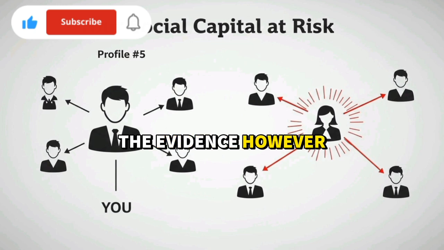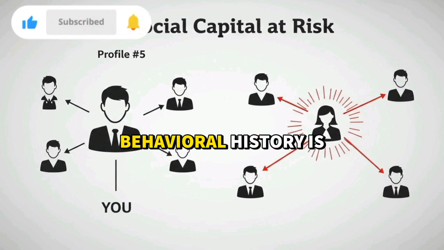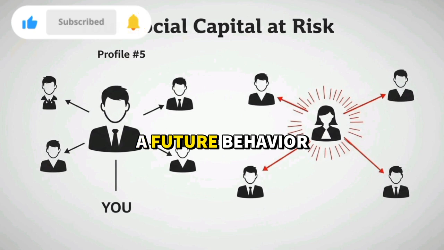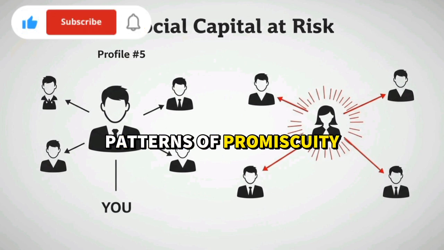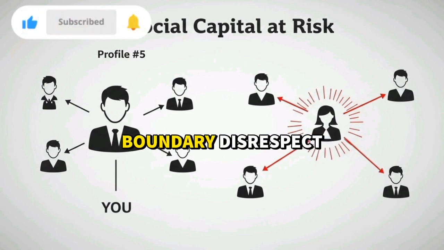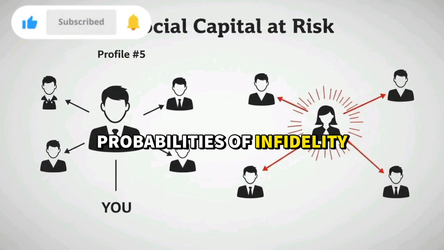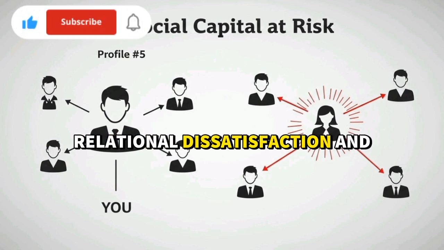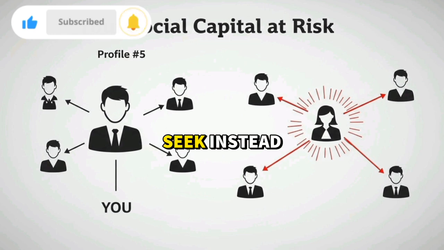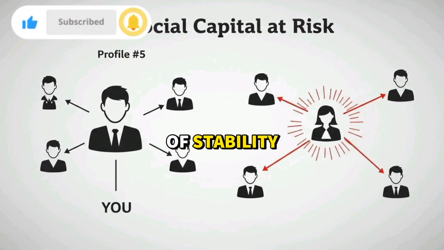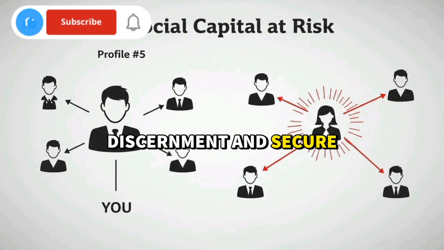The evidence, however, remains clear. Behavioral history is a strong predictor of future behavior. Patterns of promiscuity, validation seeking, and boundary disrespect correlate strongly with higher probabilities of infidelity, relational dissatisfaction, and divorce. What should you seek instead? Prioritize a partner with a demonstrated history of stability, discernment, and secure attachment.